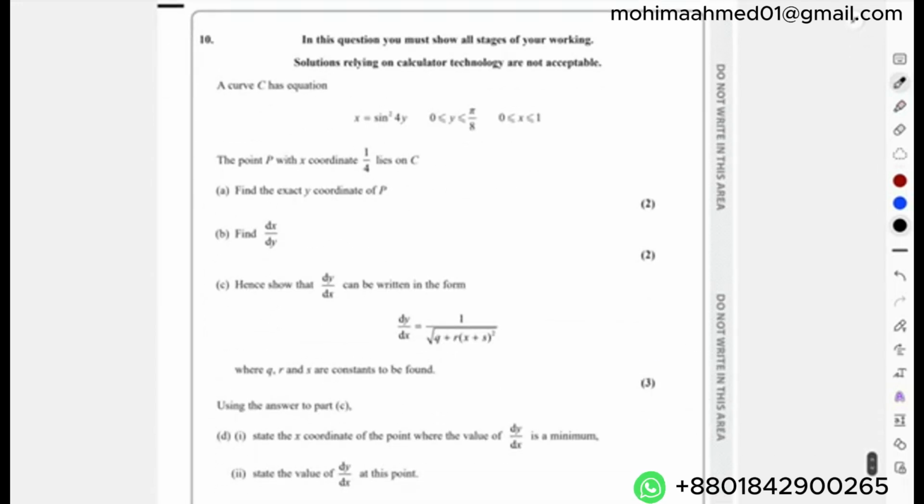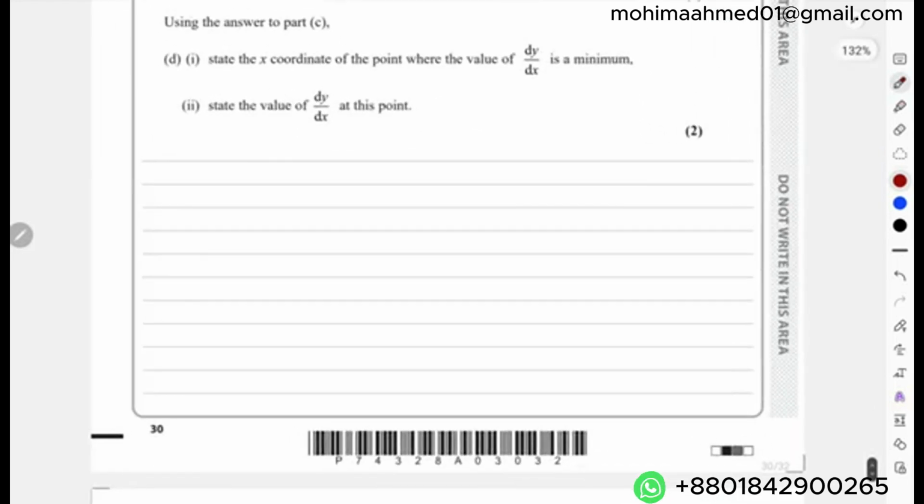Okay, so for question 10, they said that a curve C has equation x = 4 sin²(4y), and they have also provided you with the value that point P, whose x coordinate is 1/4, lies on C. Find the y coordinate of P. That means clearly that they just input the value of 1/4 into this equation and then just make y the subject. So it's going to be 1/4 = sin²(4y), which is basically sin(4y) is the root of 1/4. That is y is equal to sine inverse.